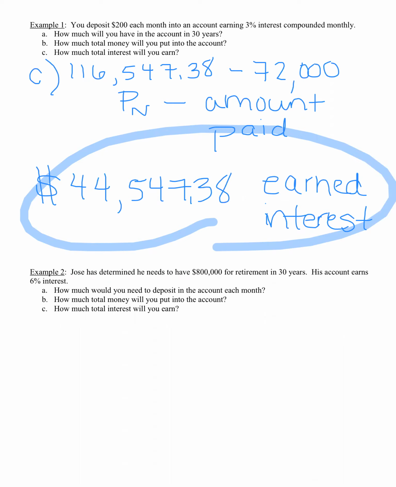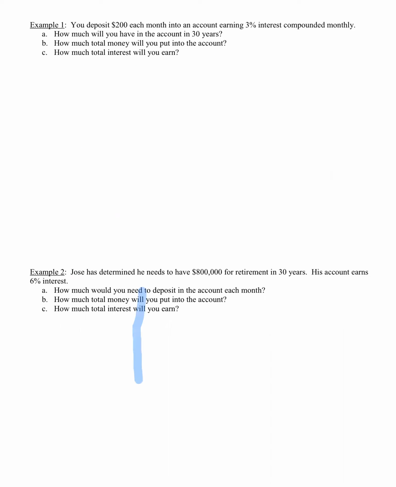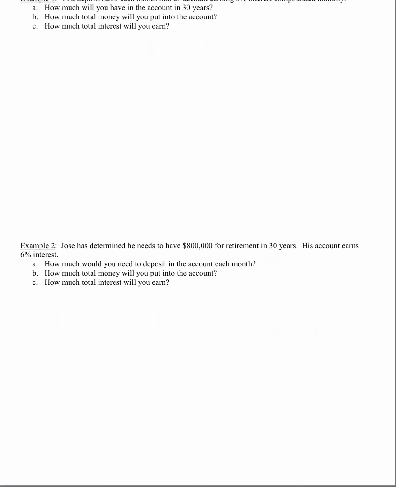So our next one now is we want to have $800,000 for retirement in 30 years, and the account is earning 6% interest. So when we're asked now, how much are we going to deposit each month? Because we want to deposit monthly, that's a recurring deposit. This is a savings annuity. I'm trying to save up for retirement.